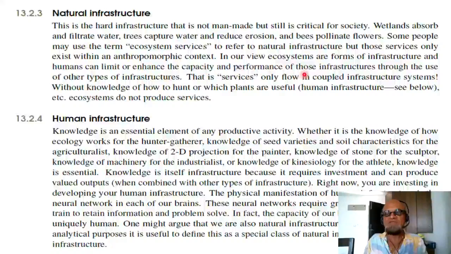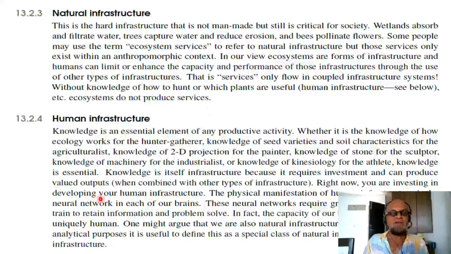In our view, ecosystems are forms of infrastructure, and humans can limit or enhance the capacity and performance of those infrastructures through the use of other types of infrastructure. That is, services only flow in coupled infrastructure systems. Without knowledge of how to hunt or which plants are useful, etc., ecosystems do not produce services, right?